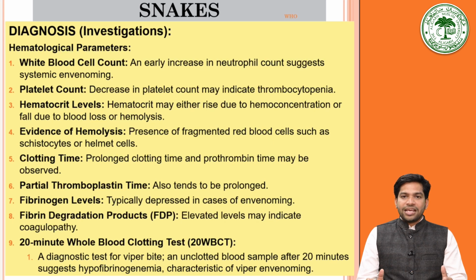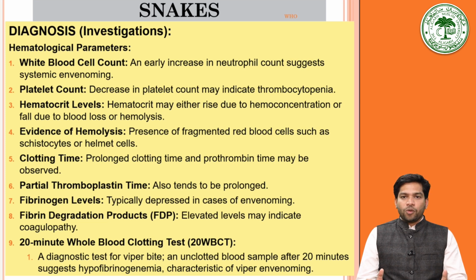The investigations in case of snake bite may include the hematological parameters. Under that, in the white blood cell count, an early increase in the neutrophil count suggests systemic envenoming. Then the platelet count: a decrease may indicate thrombocytopenia. Then the hematocrit value may rise due to hemoconcentration or may fall due to hemolysis or blood loss. Then you should look for signs of hemolysis, such as fragmented red blood cells, that may be schistocytes, and helmet cells may be seen on microscopic examination.